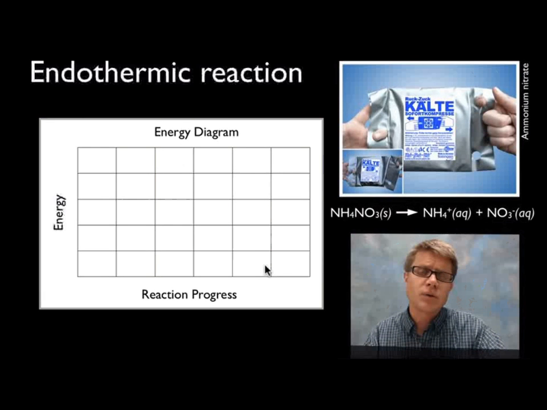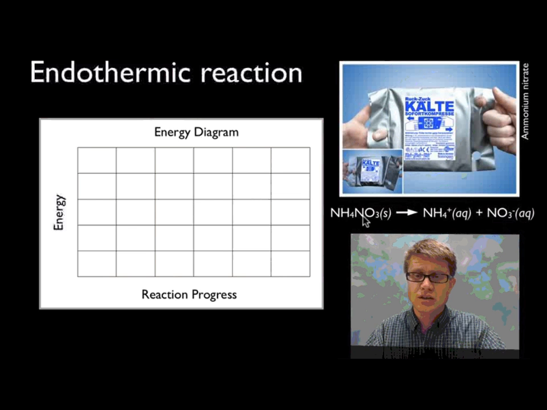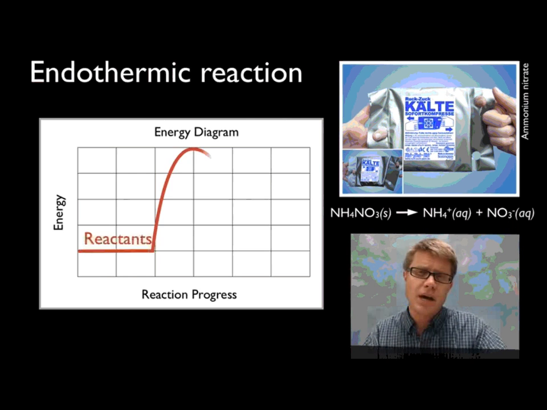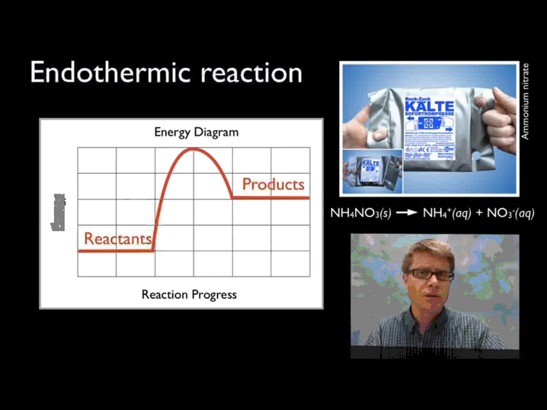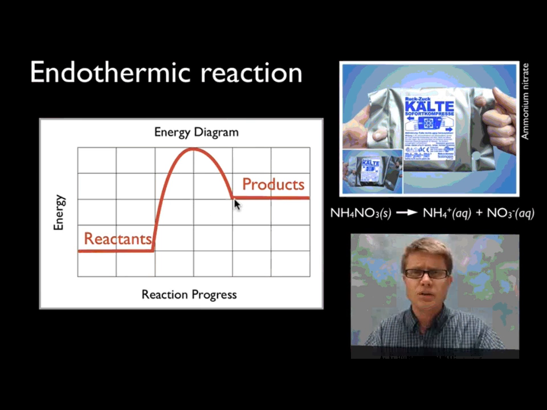Now, if we look at an endothermic reaction, again, this would be like solid ammonium nitrate, and we're just combining it with water, so we're going to make ammonium and nitrate ions. In that case, the reactants are actually going to have a lower amount of energy than the products. You can see here's our activation energy, but this is an uphill reaction. In other words, it requires energy, it requires heat. Where is it getting that heat? It's getting it from the surroundings.